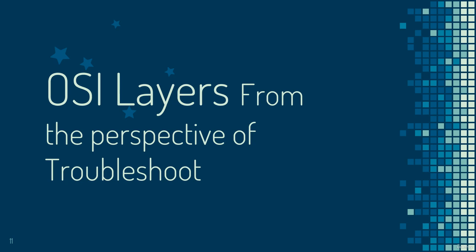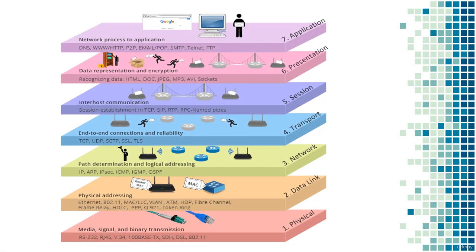Okay, so OSI layer from the perspective of troubleshooting. In the next slide, I have demonstrated one image that is basically representing all 7 layers of the OSI model. Let's start from the application layer first of all.